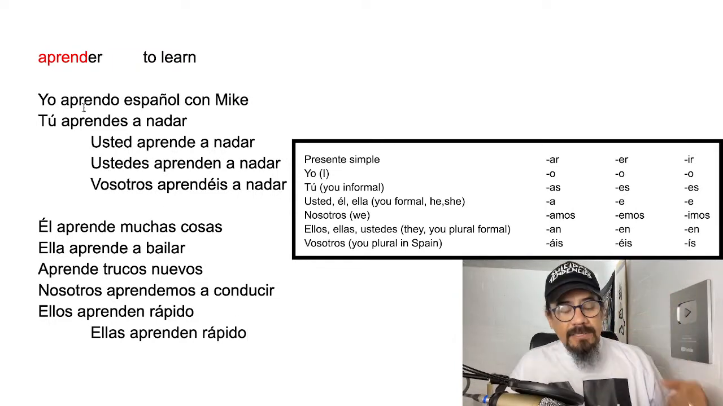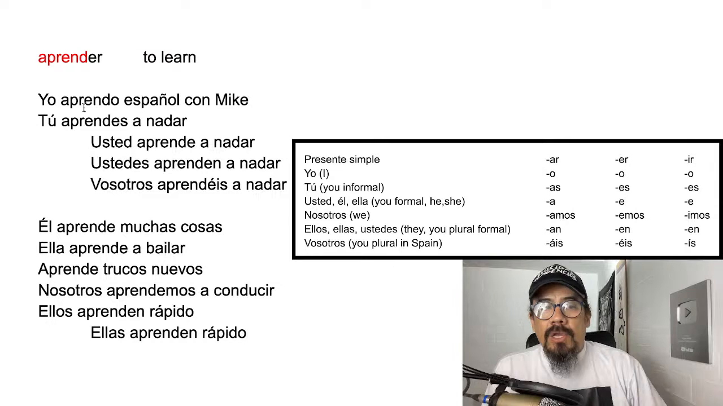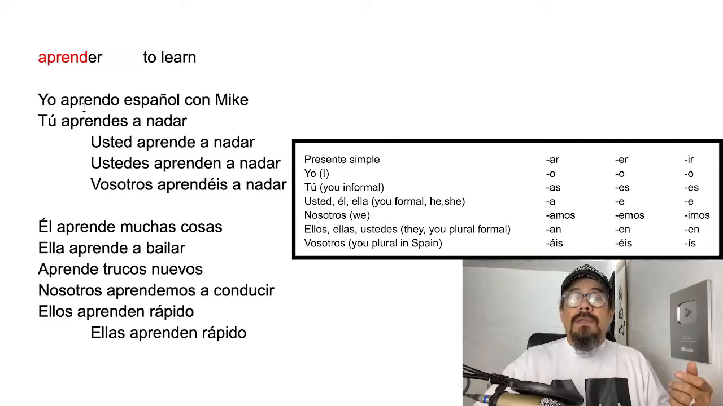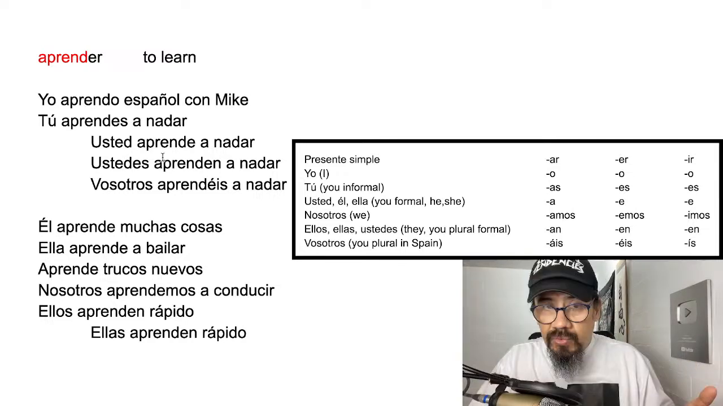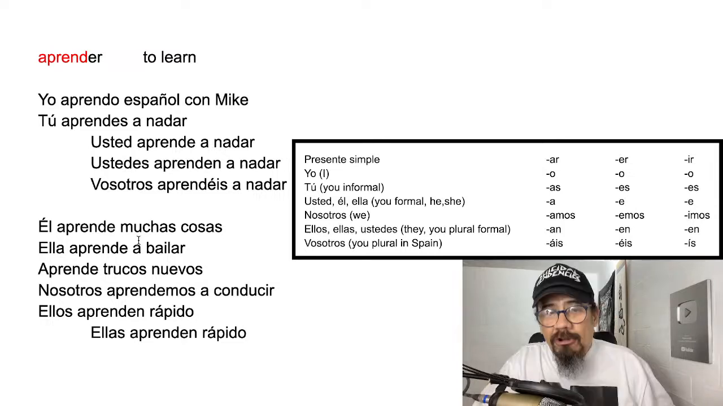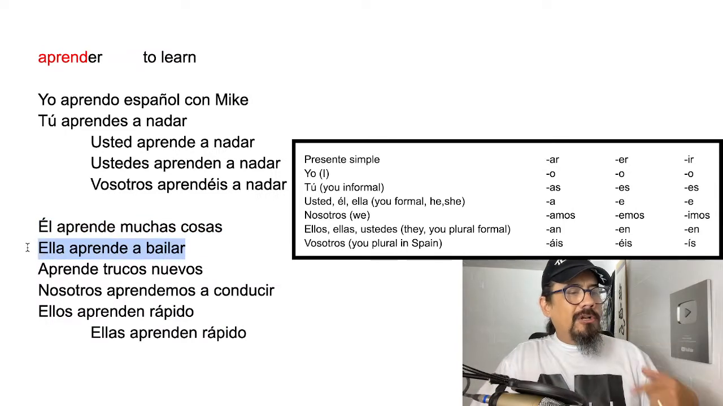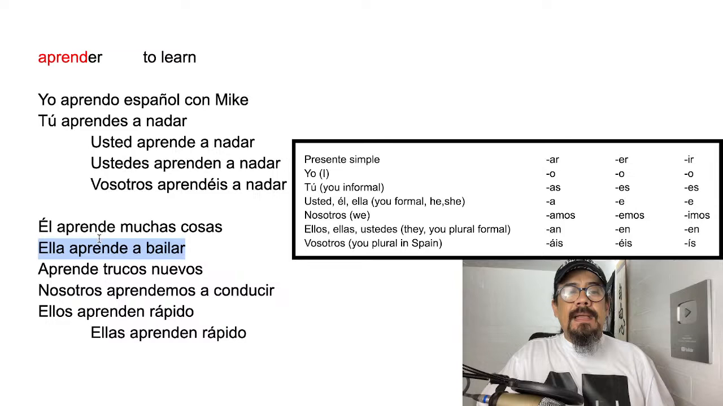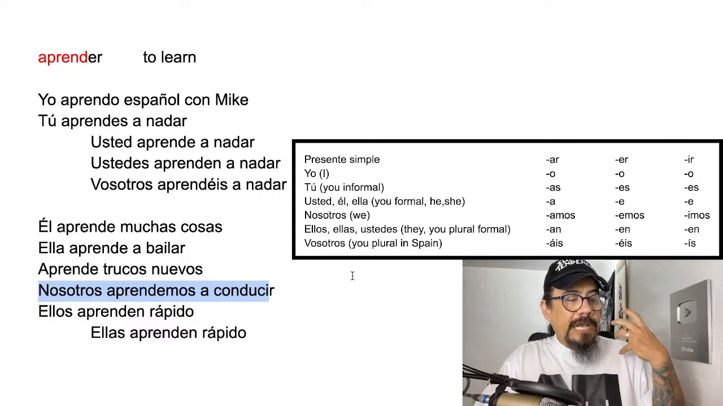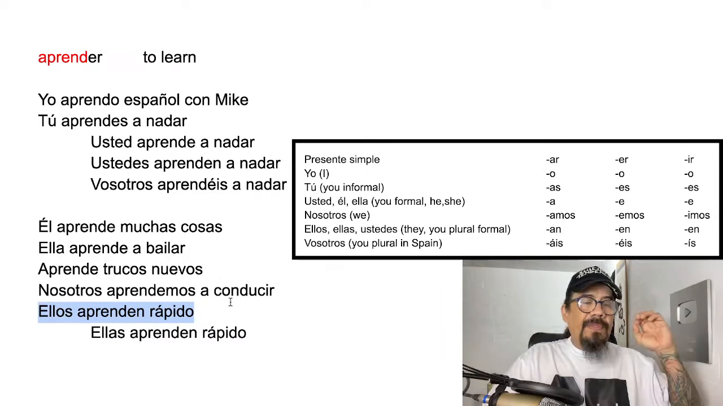And we have yo aprendo español con Mike. I learn Spanish with Mike. Tú aprendes a nadar. You learn to swim, or you learn how to swim, right? Again, usted aprende a nadar. You learn how to swim. Ustedes aprenden a nadar. You learn how to swim. Vosotros aprendéis a nadar. You learn how to swim. Él aprende muchas cosas. He learns a lot of things. Ella aprende a bailar. She learns how to dance. Aprende trucos nuevos. It learns new tricks. Nosotros aprendemos a conducir. We learn how to drive. Ellos aprenden rápido. They learn fast. Ellas aprenden rápido. They learn fast.